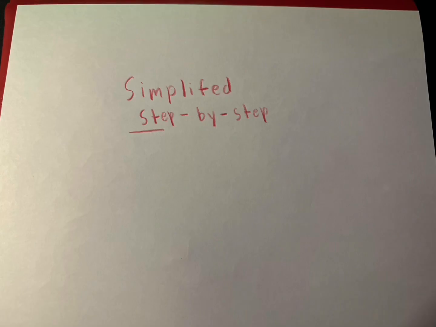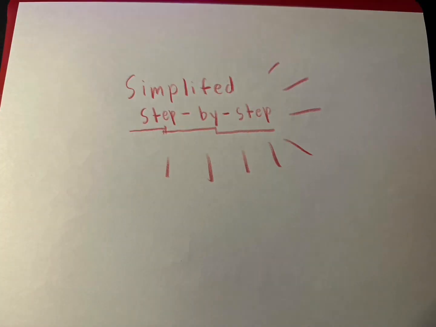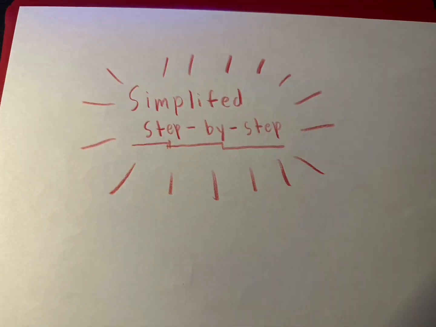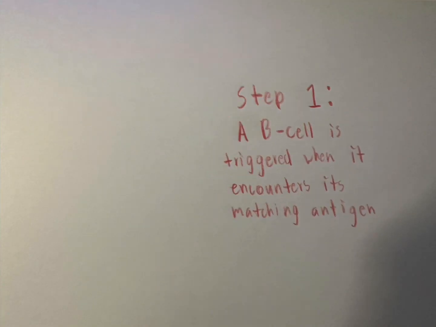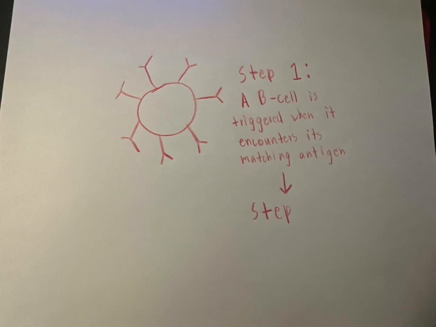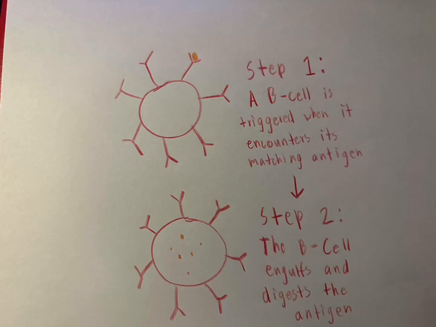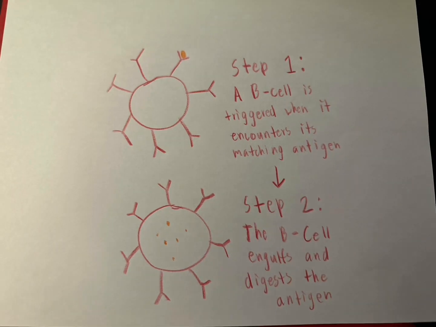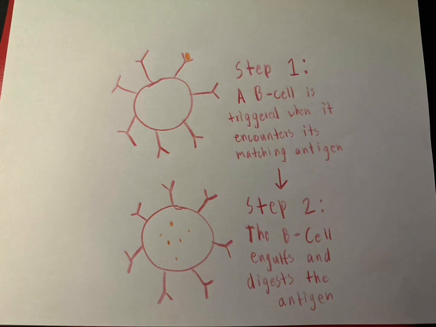Okay, now bear with me. I know that was a lot to process, but for any of you that are confused, let's go through a simplified step-by-step process. So we have the first step, and the first step is that when a B cell is triggered, it encounters the matching antigen. And step 2, the B cell engulfs it and digests the antigen itself.